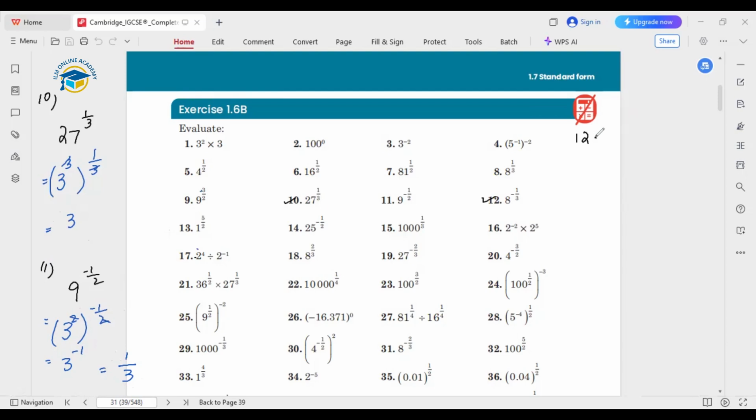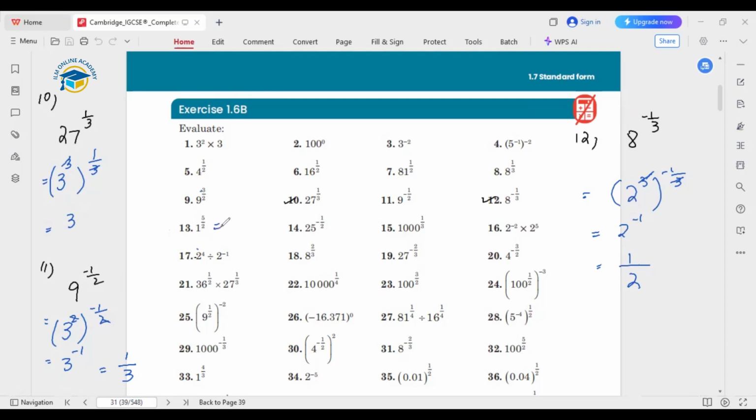Okay, next is part number 12. It's also quite similar. We have 8 raised to the power -1 by 3. 8 you can write as 2 power 3. Okay, and this -1 by 3 as it is. Cancelling the 3's, and we have 2 power -1. Make it positive by bringing that into the denominator simply. Okay, 13th one is simple.